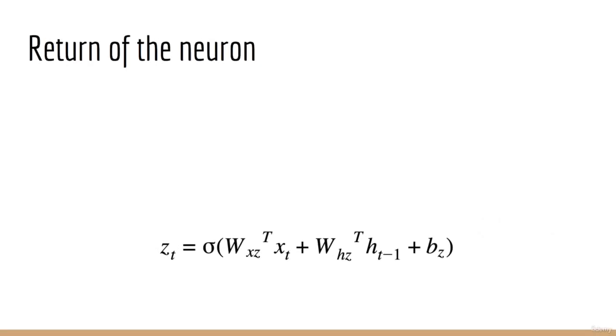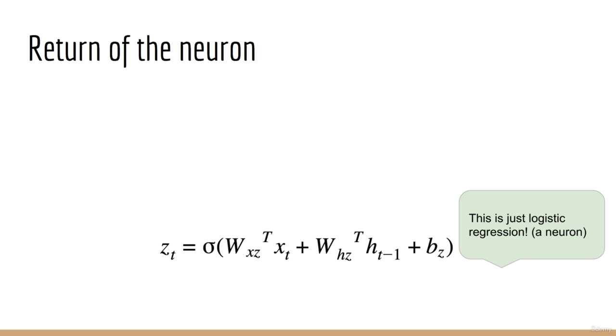I want you to look very carefully at this equation for z of t. What does this look like to you? Well, it's a sigmoid of some dot products plus a bias term. What does that look like? Well, you might recognize this as exactly like a dense layer.